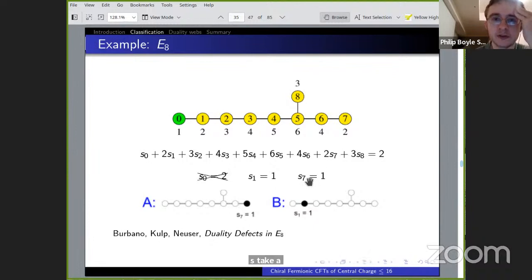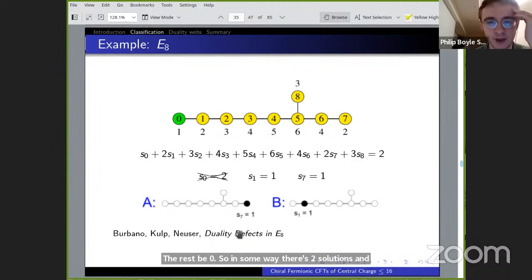So in summary, there's two solutions, and I'm going to call them A and B, like in this paper. So A is the solution where we just take s_7 to be one, and I'll color this in black. And B is the one where I take s_1 to be one, which I'll color in black. So black represents a node with s_i equals one.